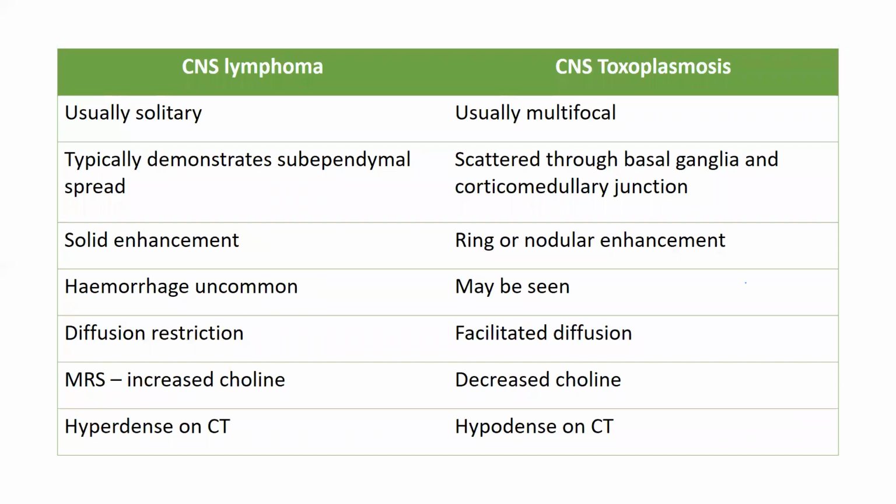Hemorrhagic transformation in an SWI sequence or a gradient sequence may be seen in toxoplasmosis, whereas in lymphoma it is uncommon. There is brilliant diffusion restriction in a patient with CNS lymphoma, whereas in toxoplasmosis there is facilitated diffusion. MRS can help, with increased choline in CNS lymphoma, and like we saw in the image, there is hyperdensity on the CT in CNS lymphoma.